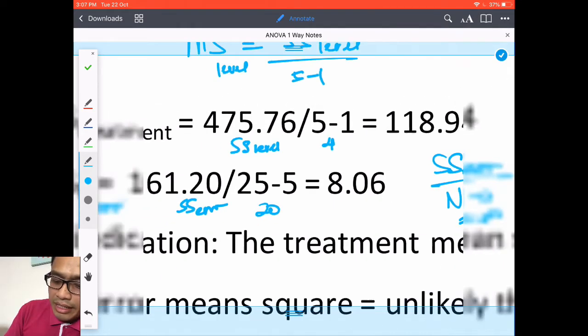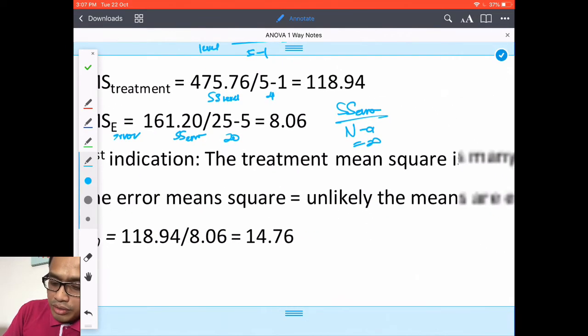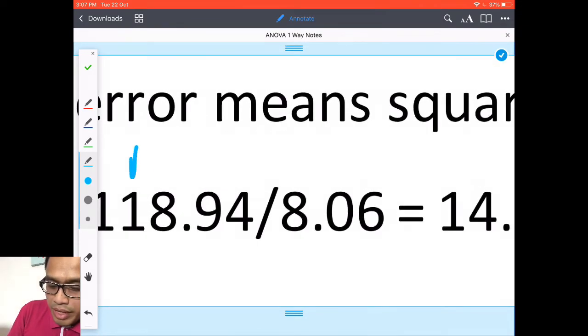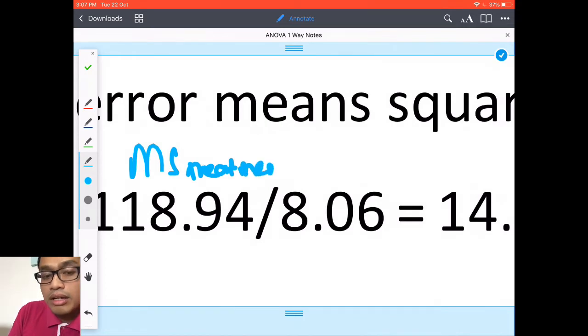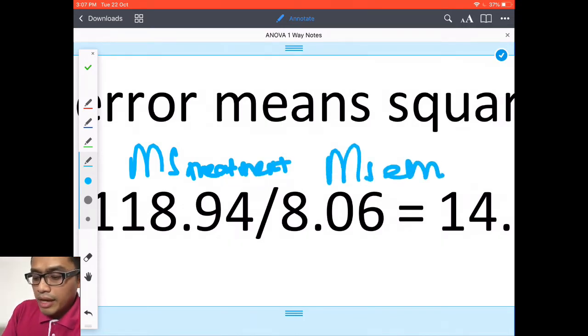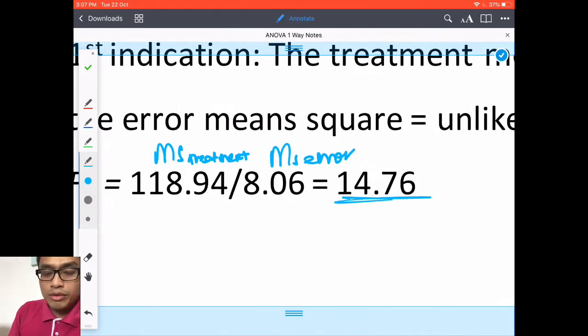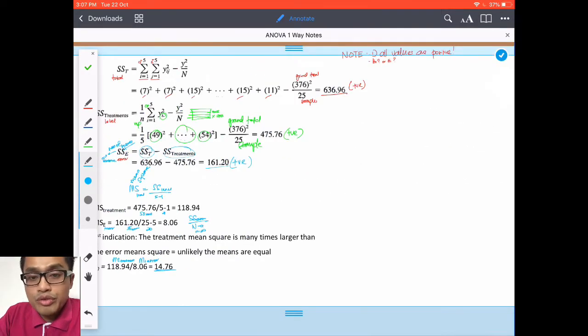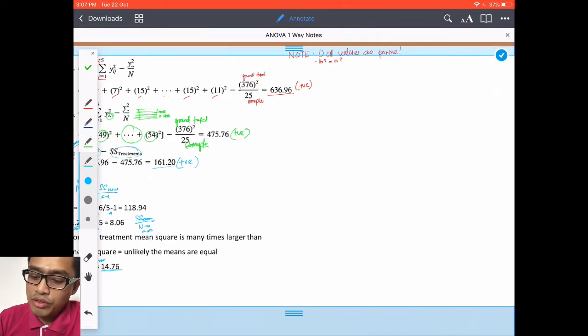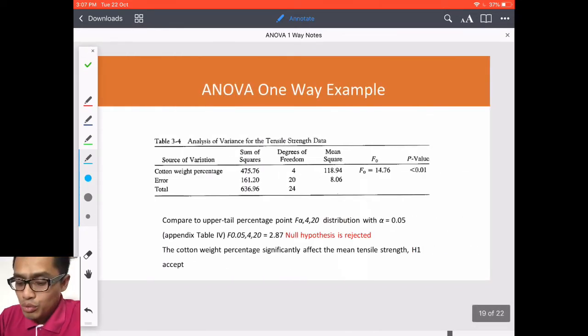And then the last one, F0. This is your MS treatment, again treatment or level, divided by this MS error. You have a value, F0 equals 14.76. What do we need to do with this? Of course, go to the table.